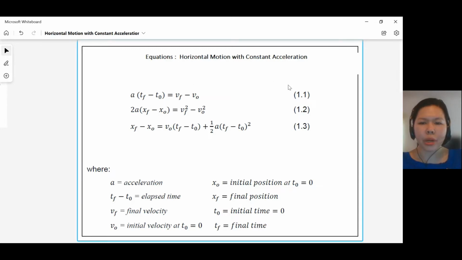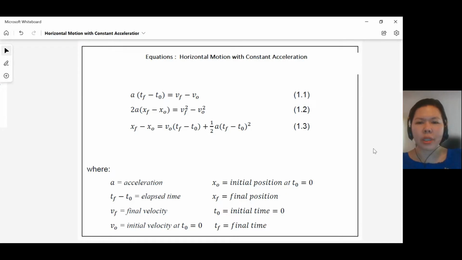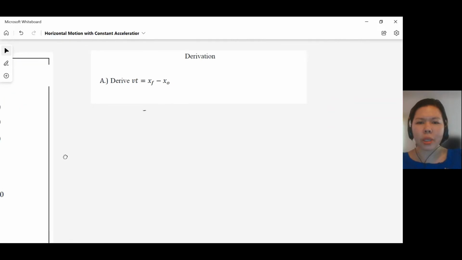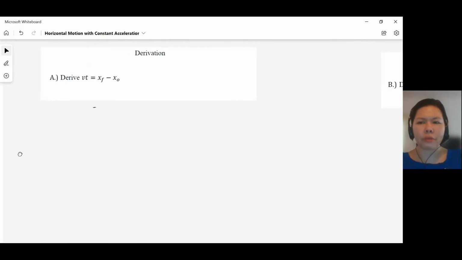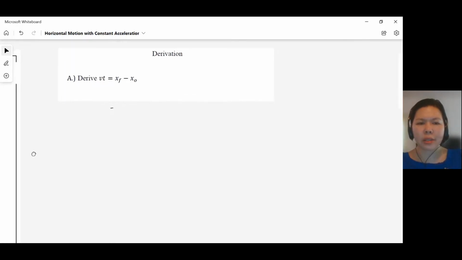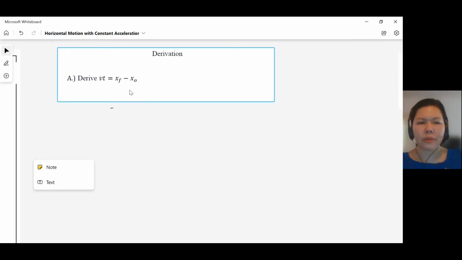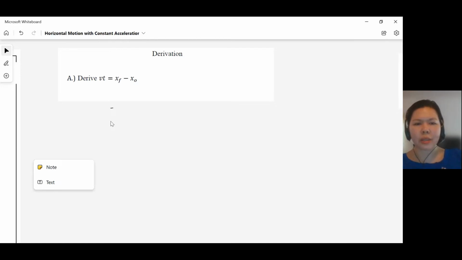Our task now is to derive these three equations, 1.1, 1.2, and 1.3. But before we derive these equations, we first recall the derivation of our instantaneous velocity, because equation 1.1 is solved in a similar manner. So we recall the derivation of instantaneous velocity here. We have instantaneous velocity v equals xf minus xo over elapsed time.